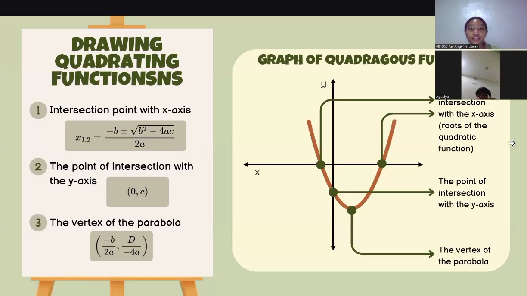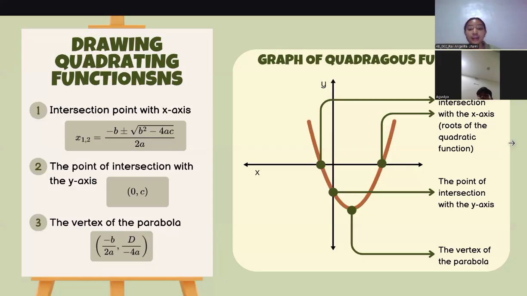Step 2. Find the y-intercept. This happens when x equals 0. The coordinate is always open parenthesis 0, comma c, close parenthesis.